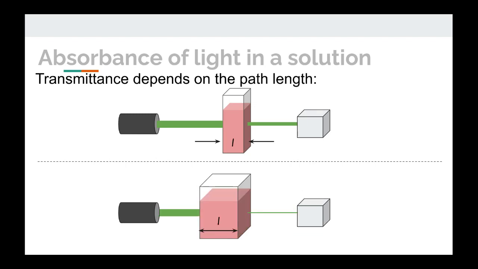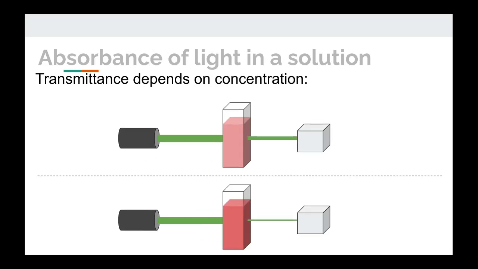It depends on the path length. If the particles of the material that's in the solution are absorbing the light, and you allow the light to go through more of those particles, it just makes sense that it's going to absorb more of the light. So the transmittance would be lower with a longer path length. And it also depends on the concentration. If you have the same path length and the same wavelength of light for the same material, if you have a more dilute solution passing through that path length, it's going to encounter fewer molecules than if it passes through the same path length but with a higher concentration of molecules. And so the higher concentration is going to absorb more of the light.